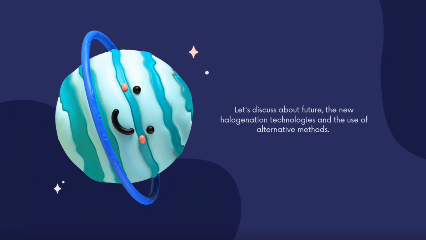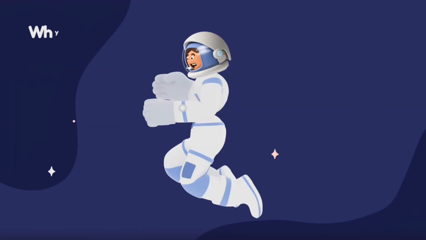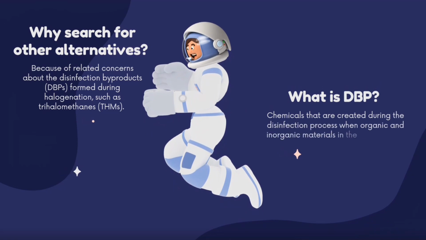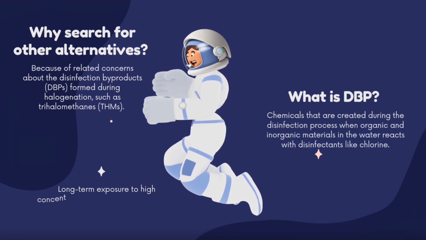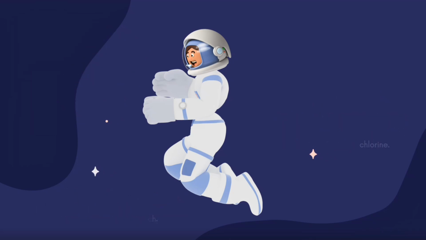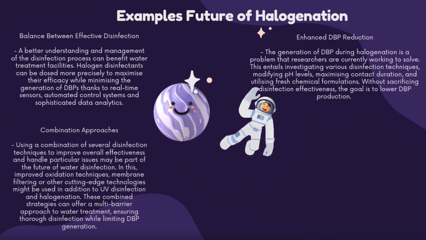Let's discuss the future: the new halogenation technologies and the use of alternative methods. Firstly, we have to know why we search for other alternatives. This is because of concerns about DBPs formed during halogenation. Next, what is DBP? DBPs are chemicals that are created during the disinfection process when disinfectants like chlorine react. These are examples of halogenation.